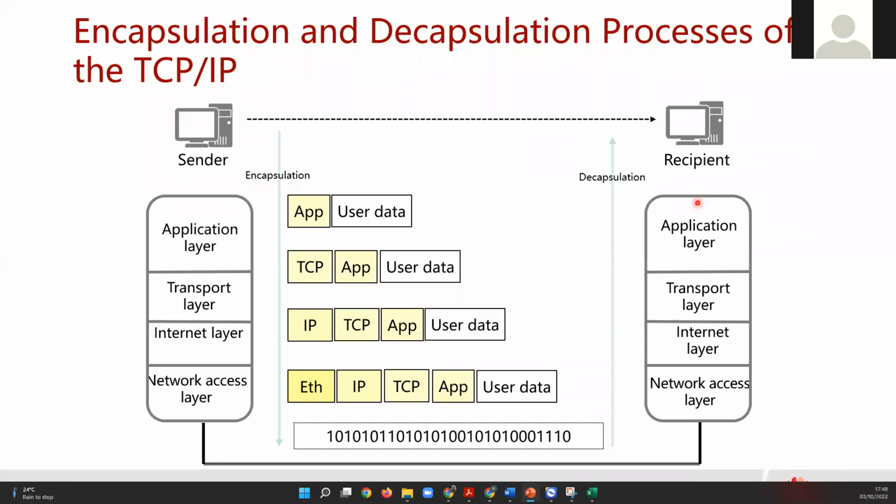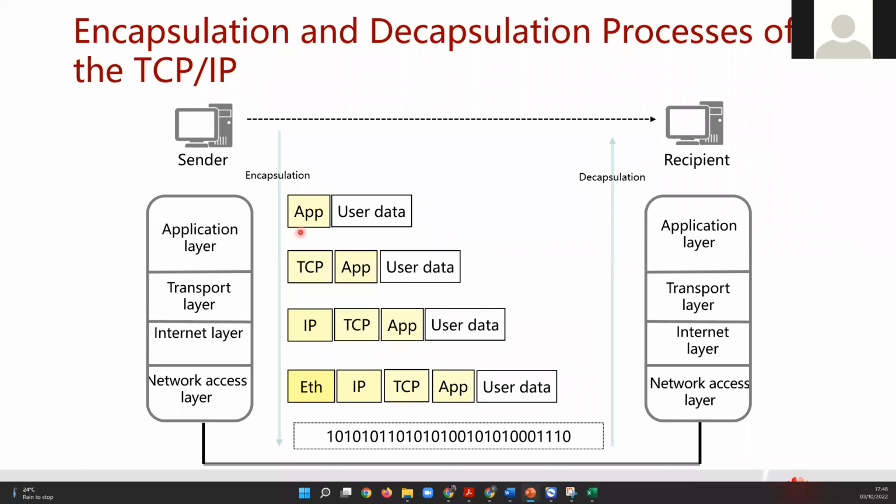So how is data encapsulated and decapsulated? It usually happens here. Encapsulation is what happens as the data moves down the four layers, and then as it gets to the recipient, it is being decapsulated.